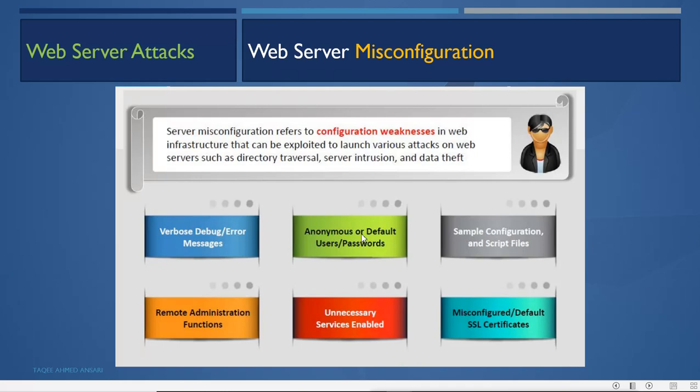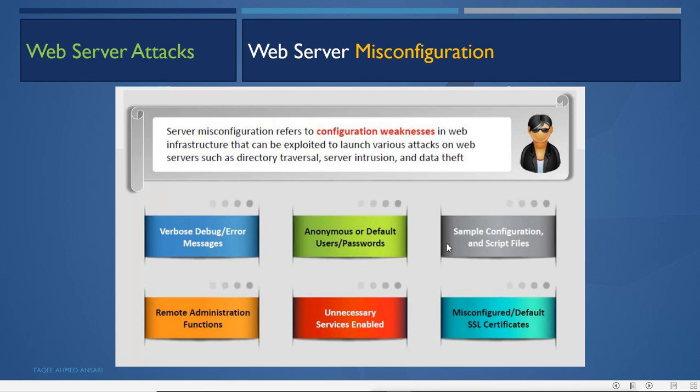Anonymous or default user passwords: anonymous means unknown. If anonymous user access is enabled or a default user password is used, it can also be a misconfiguration attack. Anonymous user access is sometimes used by applications for ease of access, and sometimes they use the default user and password to connect to database services or other applications. If it is using these defaults, then it can be a problem. It is not properly configured, which is called a misconfiguration.